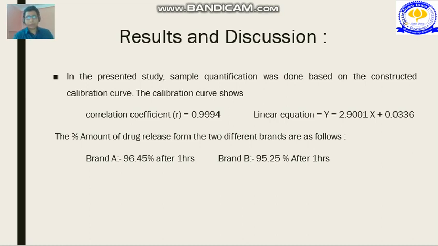After getting the absorbance value and the drug content value, we have put all those numerical data we have obtained into the calculations and determined the percentage amount of drug release from two different brands of amoxicillin capsule. What we have found is that brand A shows 96.45% drug release within 1 hour, and brand B shows 95.25% drug release within 1 hour.